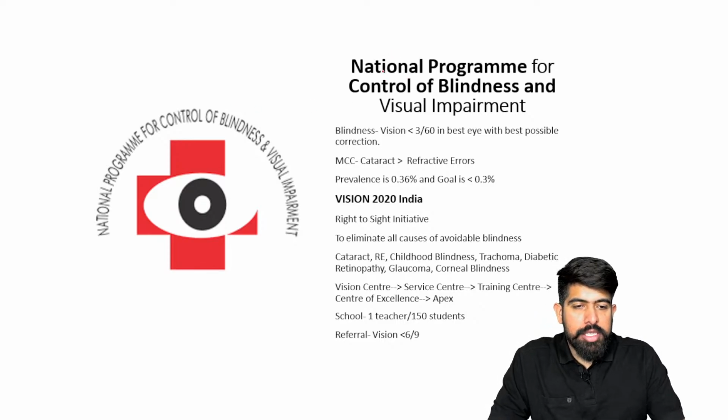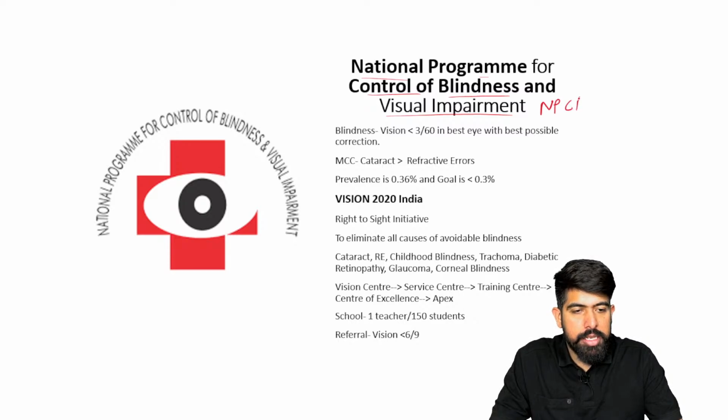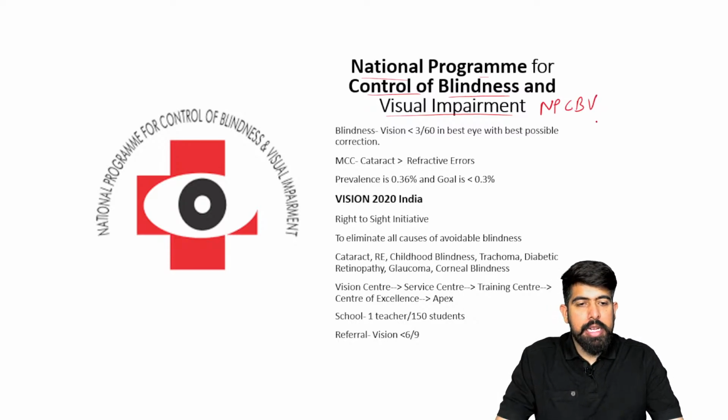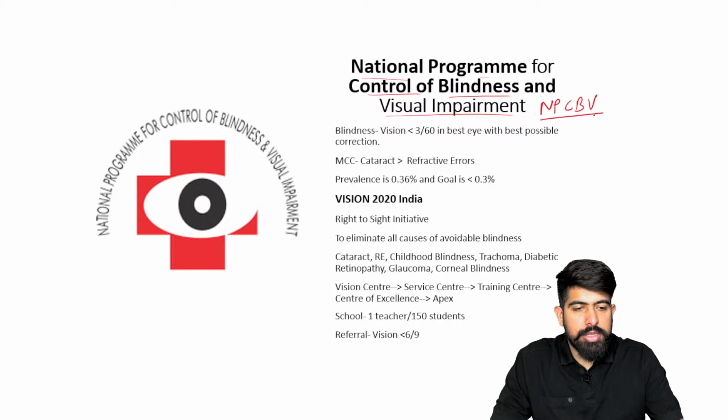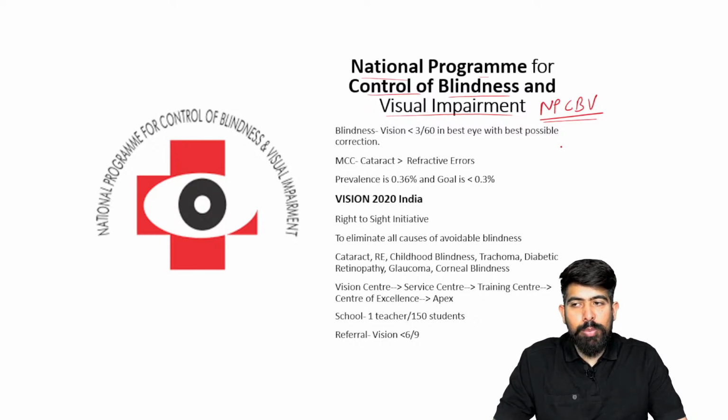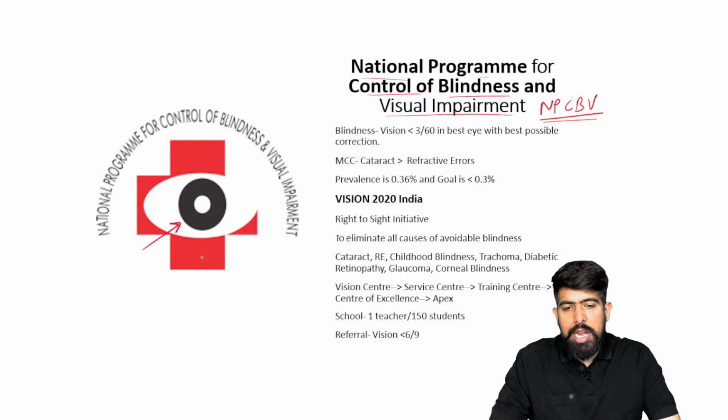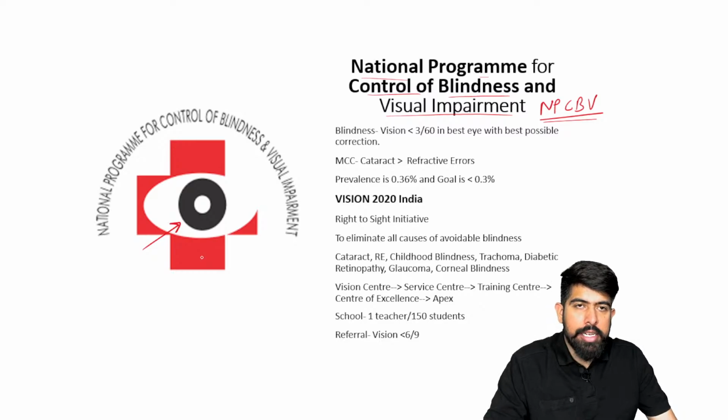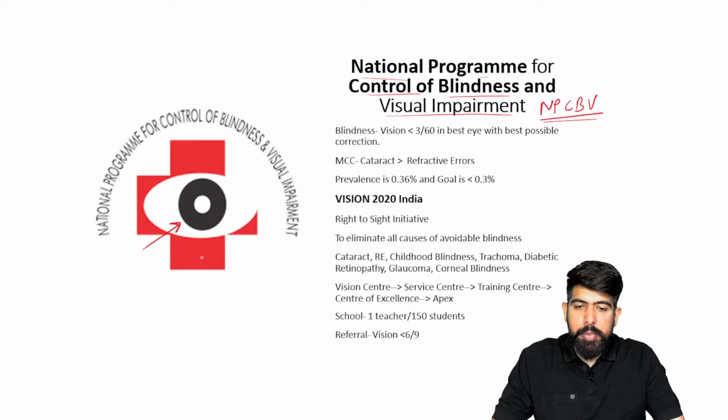The next program is known as your National Program for Control of Blindness and Visual Impairment, also known as NPCBVI. This is the program's name. By the name only, you can understand. In the logo, you are seeing the red color plus, and an eye is clearly shown. So that's why this is related to your eye, to blindness and visual impairment.